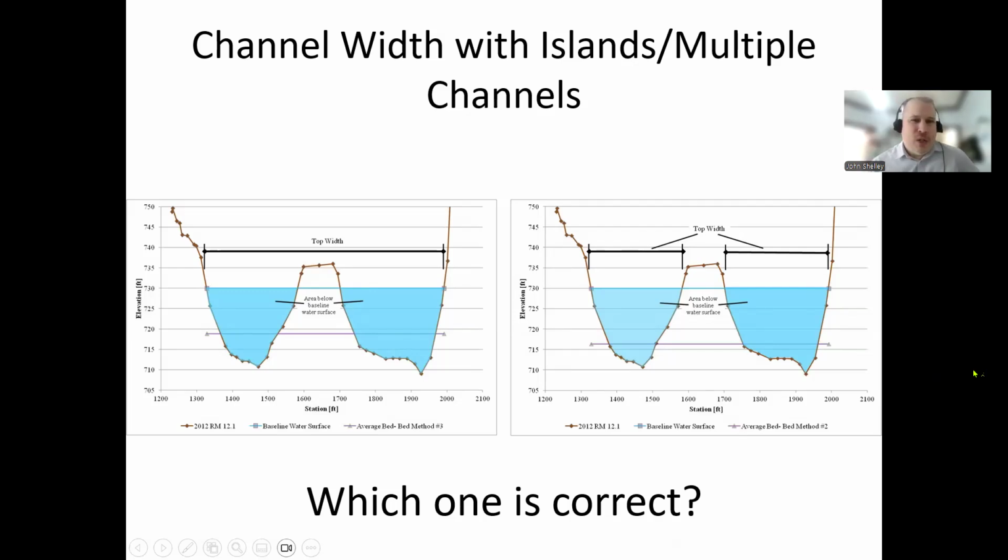So this is a channel, and there are, you could say, multiple channels. There may be an island. The flow probably is splitting, going around for a while. So what is the channel width? What's the correct width of the channel in this case? Should it go all the way from this left point to this right point, and that's the top width of the channel? Or should it be this width here plus this width here, but subtract the width in the middle where it's actually dry?